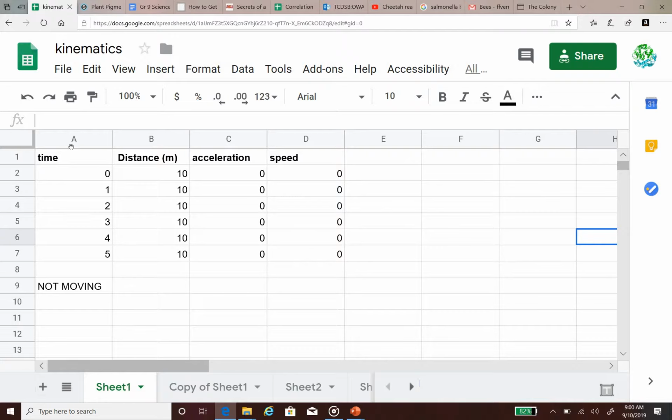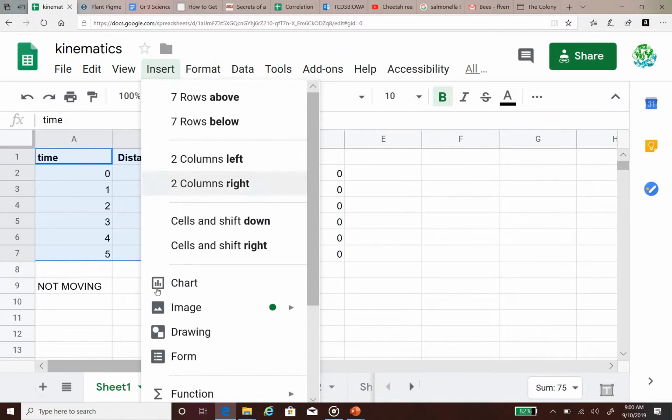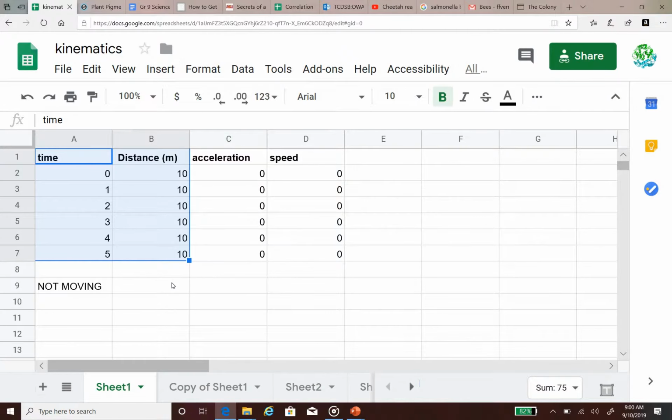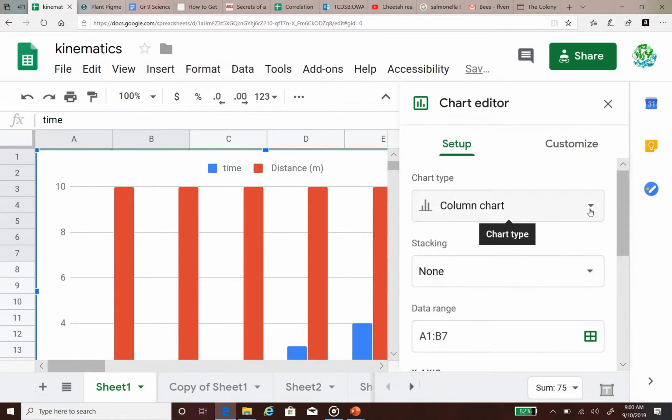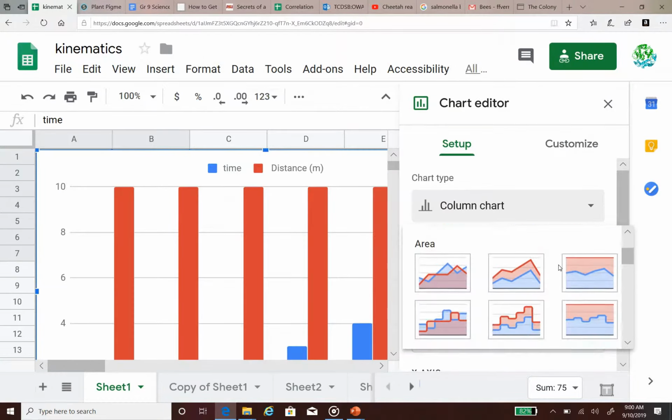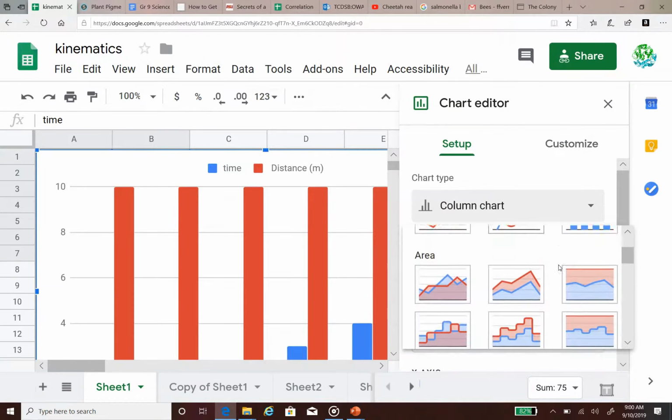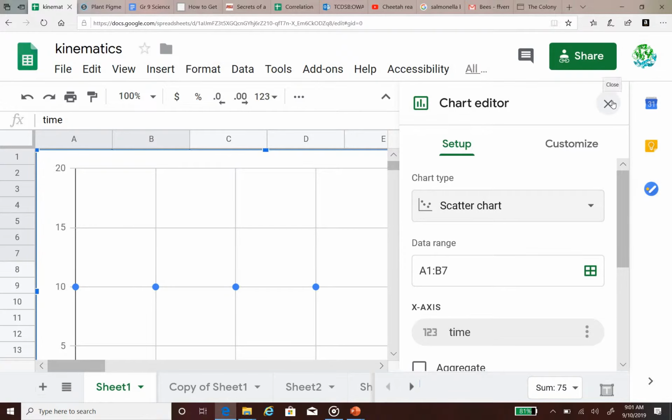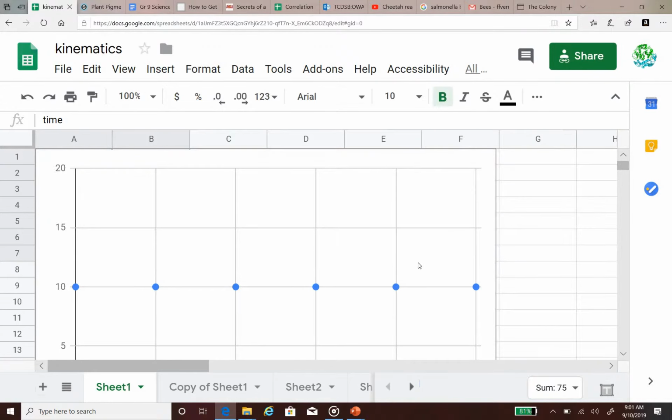So if I was to graph this, all I have to do is highlight what I want to graph. And I'm just going to go to Insert. And I'm going to go to Chart. Remember, I'm recording this, so if you forget, it's all there. And I'm going to wait for nothing to happen. Oh, here we go. And then I'm going to ask for a scatter plot. Okay. And this is what it looks like.